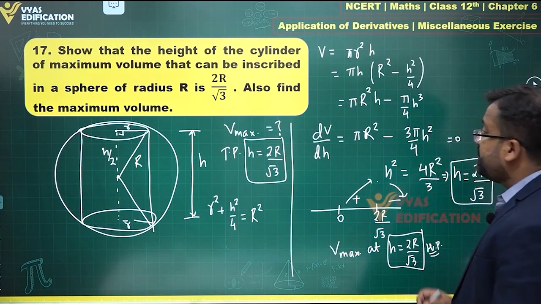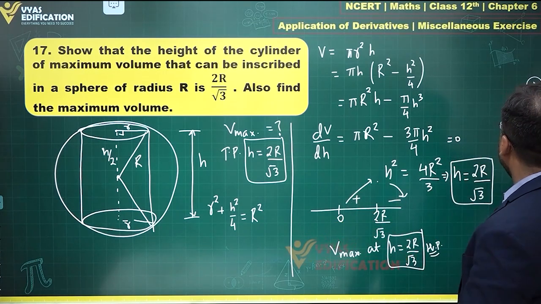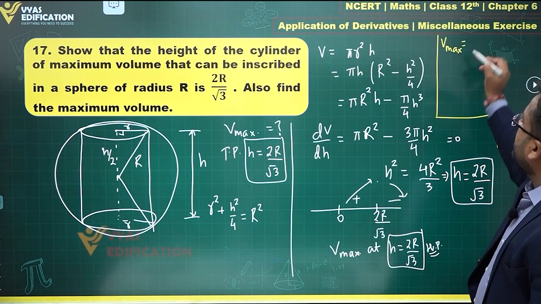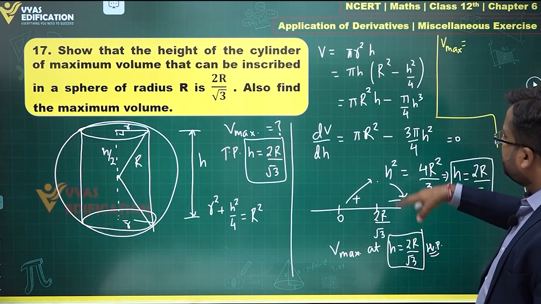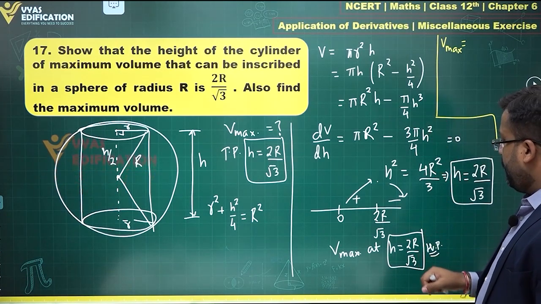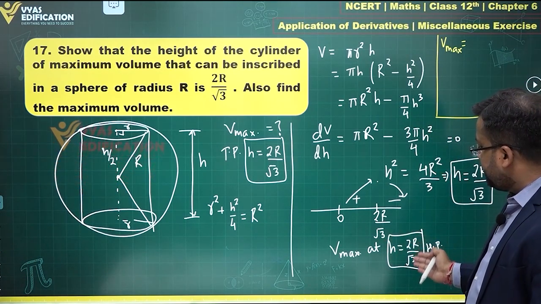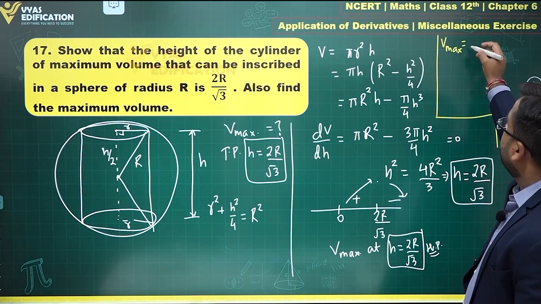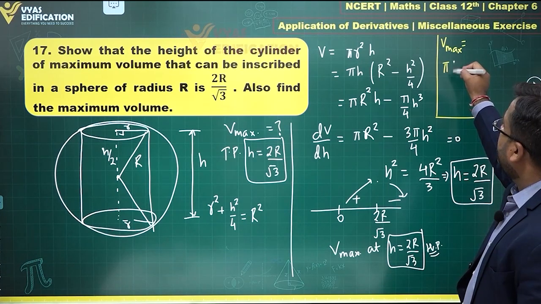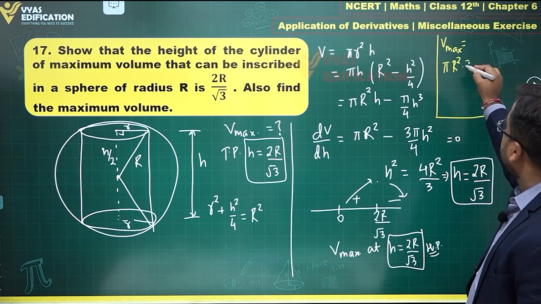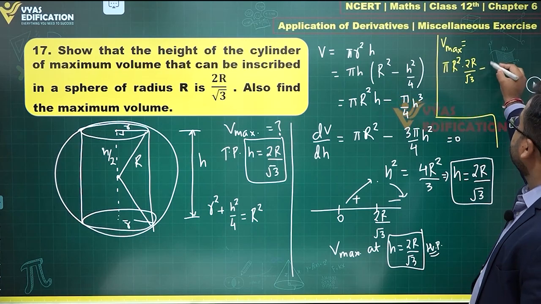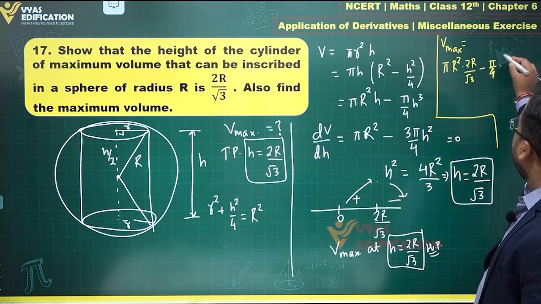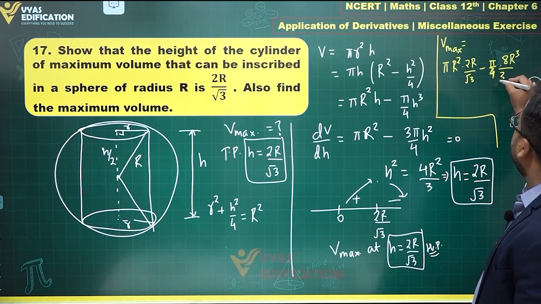The next thing that you are interested in is finding V max. So let's find the maximum volume. V max is equal to pi R square h minus pi by 4 h cube, which is equal to this expression over here. Since small h is 2R upon root 3, we can easily find that as well. So this is pi into R square into h, which is 2R by root 3, minus pi by 4 times h power 3, which is 8R cube over 3 root 3.